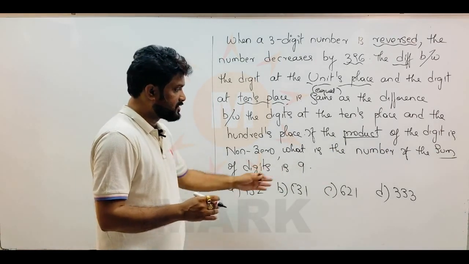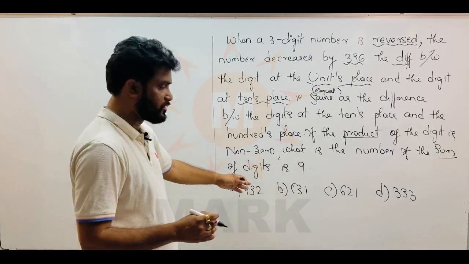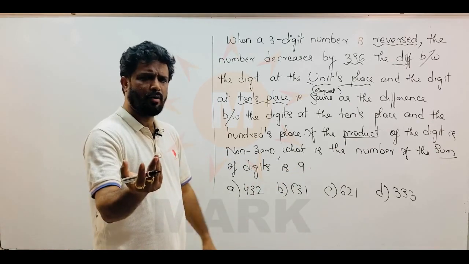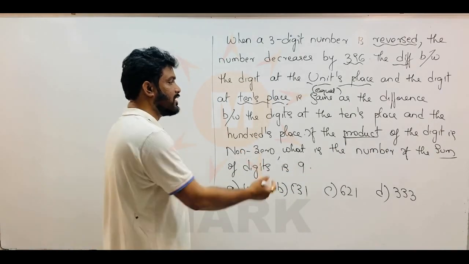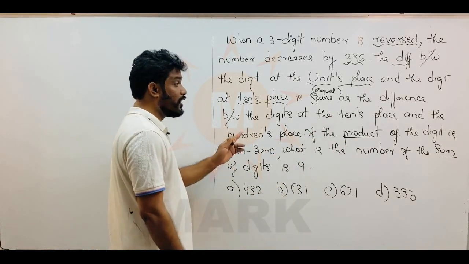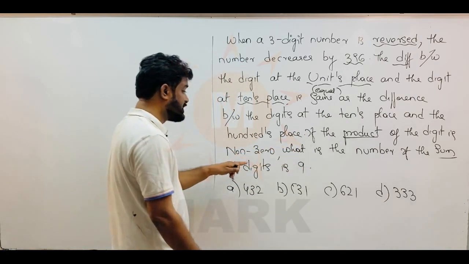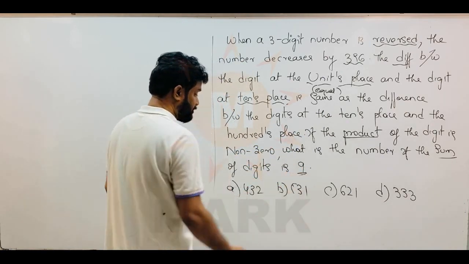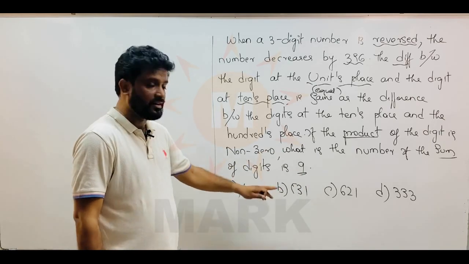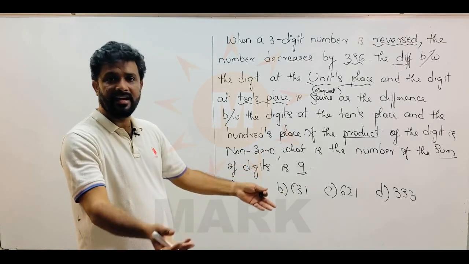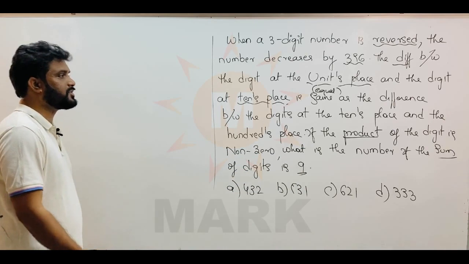Clearly you can see in the options there is no 0 in the given options. That is obviously understood from looking at the options only. If the product of the digits is non-zero, what is the number if the sum of the digits is 9? Obviously if you take any option, the sum of the digits is coming as 9 only. So let us check with the process actually.